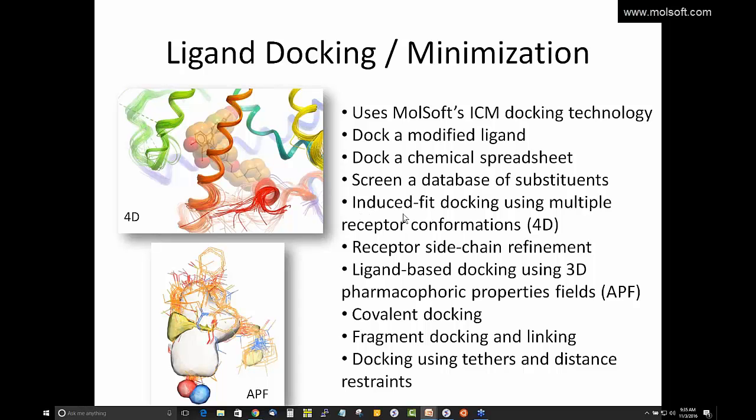You can perform induced fit docking. If you're fortunate to have many crystal structures, then you can use the information from all those crystal structures and the flexibility in the pocket that they define in your docking. So you automatically dock to an ensemble of crystal structures, which we call 4D docking. You can do receptor side chain refinement. As I mentioned, you can dock to 3D pharmacophores, covalent docking, fragment docking, so you can dock a small fragment or a couple of fragments and then link them using a database of linkers. And you can also dock using tethers and distance restraints.